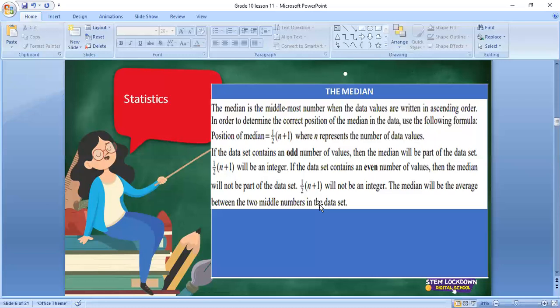But if the data set contains an even number of data, and we use the formula half n plus 1, we will not get an integer. So in that case, we find the average of the two middlemost numbers: we add them together and divide by 2 to give us the median. I hope you understand what I'm explaining.